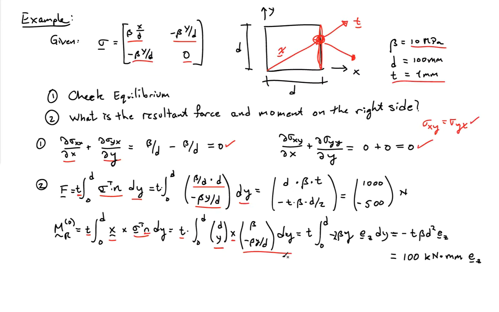So I can take that cross product. I'll have this integrand here pointing in the z direction. I can compute the integral. It's minus t beta d squared in the z direction. If I plug in the parameters I have, then I find out that I have 100 kilonewton millimeters moment about the z-axis. It's a 2D problem, so there's only one component to the moment anyways.